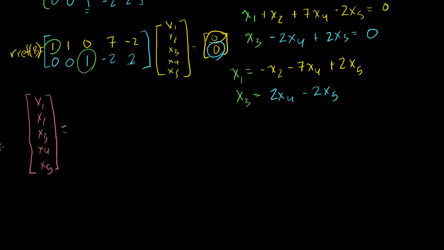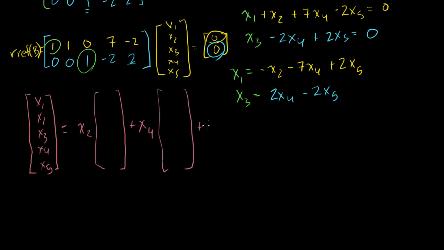It is equal to a linear combination of these. So let me write it out. It's equal to, the free variables are x2 times some vector right there, plus x3, no, x3 is not a free variable, plus x4, that's my next free variable, times some vector, plus x5 times some vector. And what are those vectors? Well, let's see.